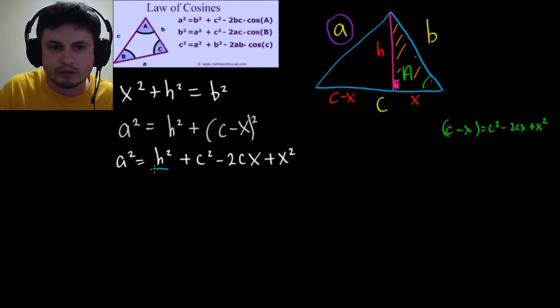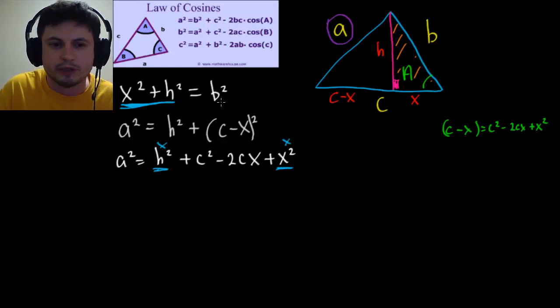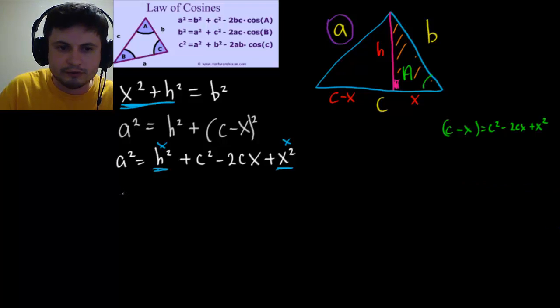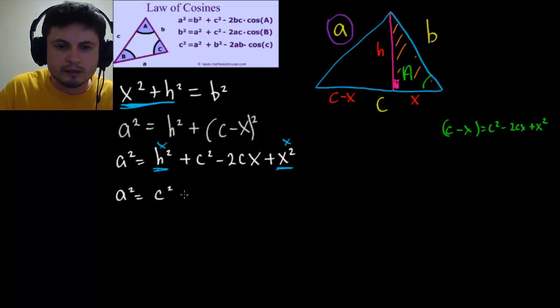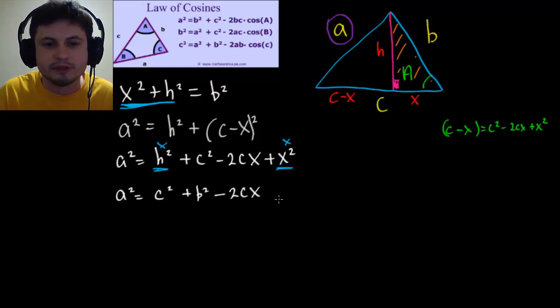If you look at this here, and then you look at these two, you'll realize that you can actually replace these two, just cross them out, and replace them with b squared. So a squared equals c squared plus b squared, which is this part, minus 2cx. Okay, so we're getting somewhere here. It's a little bit easier now.